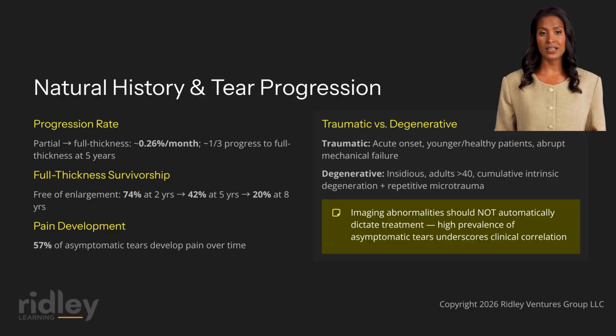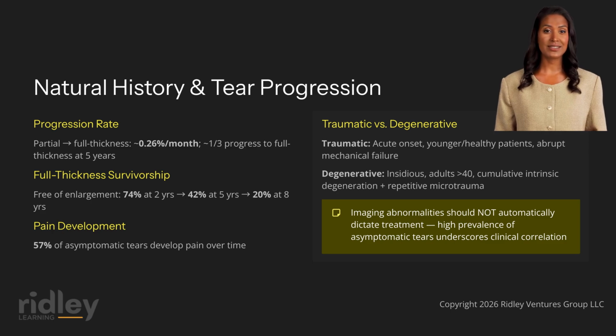The distinction between traumatic and degenerative etiologies has direct implications for management. Traumatic tears result from a discrete, high-energy injury and typically occur in younger, otherwise healthy individuals, including adolescent athletes and young workers. These tears involve abrupt mechanical failure of an otherwise healthy tendon with acute onset of pain, weakness, and loss of function. Degenerative tears develop insidiously due to cumulative intrinsic tendon degeneration, repetitive microtrauma, and failed healing, and are most prevalent in adults over 40. Acute on chronic tears, in which a minor traumatic event precipitates a tear in a tendon already compromised by degeneration, are common in older workers and athletes, further blurring the clinical distinction.